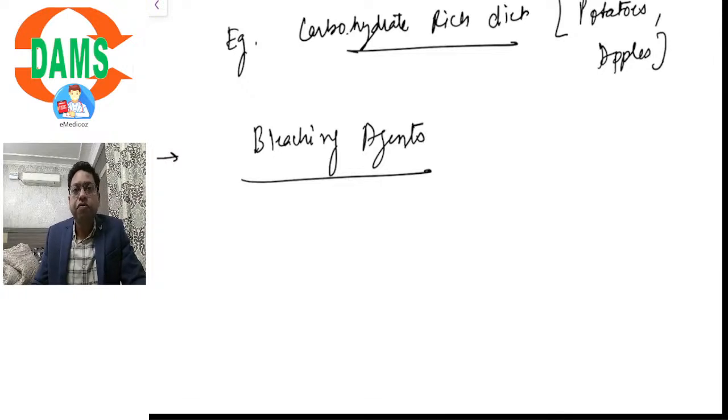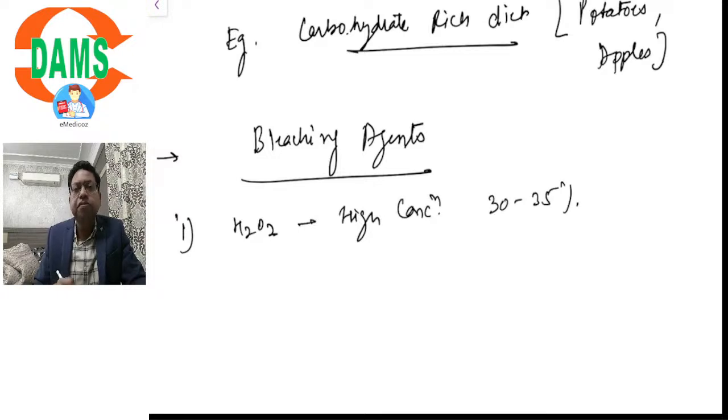What chemicals can we use? The most common chemical is hydrogen peroxide, which is used in high concentration of 30 to 35%. And this high concentration of hydrogen peroxide is called superoxol.